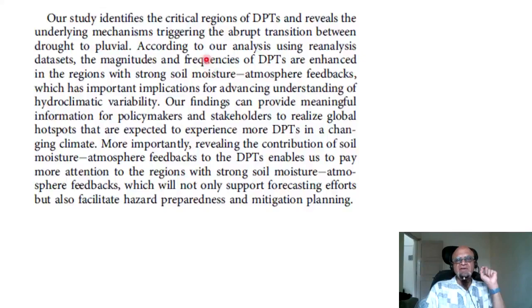Finally, our study identifies the critical regions of DPTs and reveals the underlying mechanisms triggering the abrupt transition between drought to pluvial. According to our analysis, using reanalysis data sets, the magnitudes and frequencies of DPTs are enhanced in the regions with strong soil moisture atmosphere feedbacks, which has important implications for advancing understanding of hydroclimatic variability. Our findings can provide meaningful information for policymakers and stakeholders to realize global hotspots that are expected to experience more DPTs in a changing climate. More importantly, revealing the contribution of soil moisture atmosphere feedbacks to DPTs enables us to pay attention to the regions with strong feedbacks, which will not only support forecasting efforts but also facilitate hazard preparedness and mitigation planning.